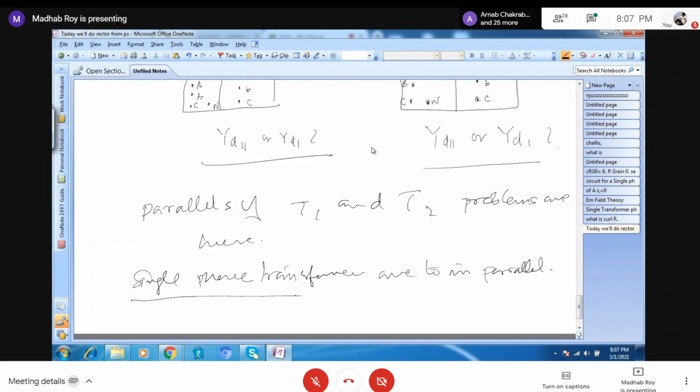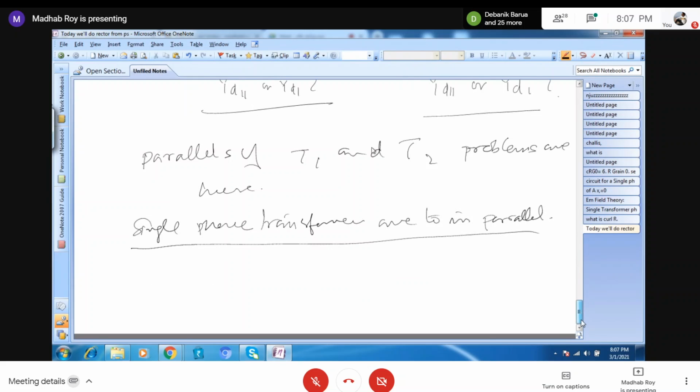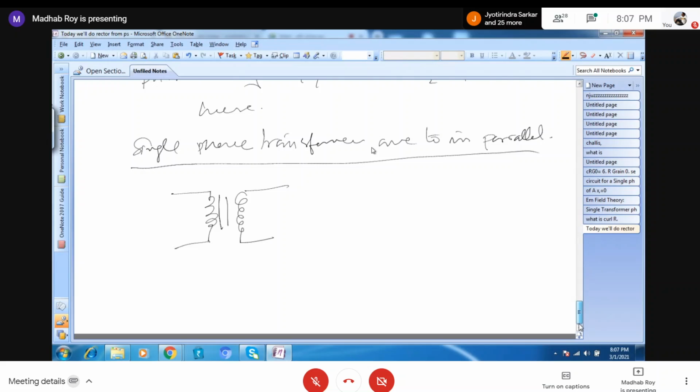So what is the condition you have to do? Suppose parallel means what you have to do. Suppose we represent a transformer T1 like this. Then another transformer is like this. I am not drawing very beautifully.